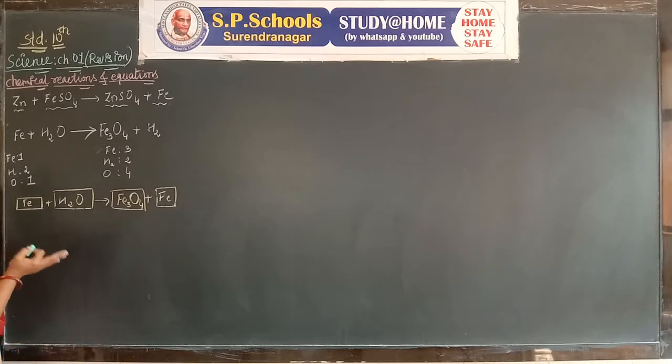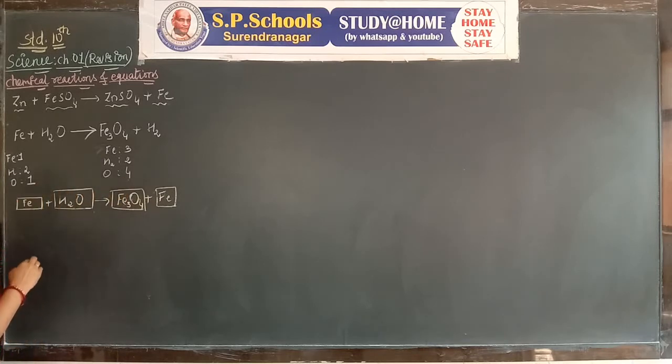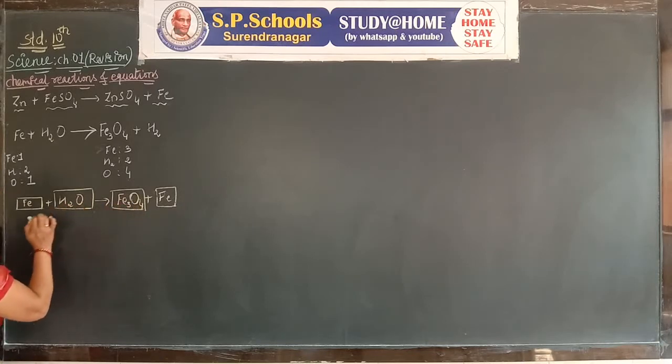First we try to count which has the highest number. Here we see oxygen has the highest number, so we first try to balance the oxygen. Here the number of atoms of oxygen is 4. Here it is 1. So we put here 4 molecules of oxygen, here 1 molecule of oxygen. When we try for 4 molecules of oxygen, we multiply it by 4.